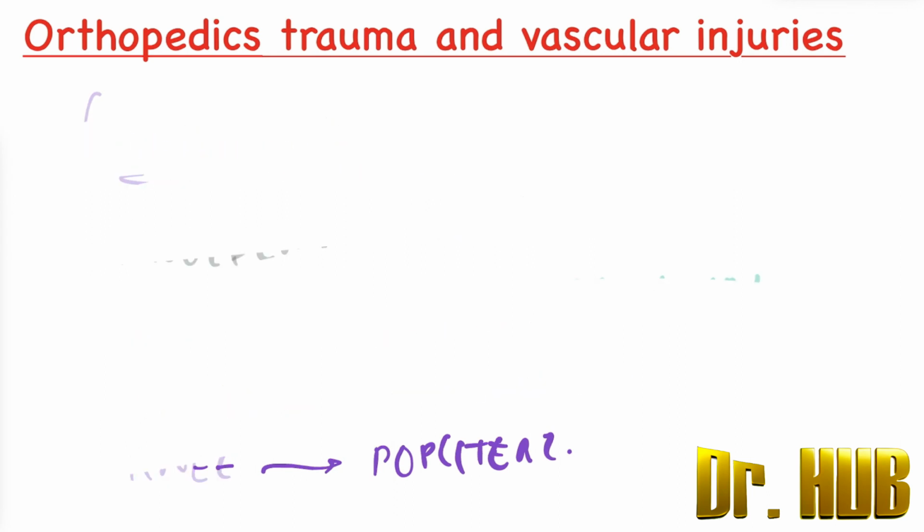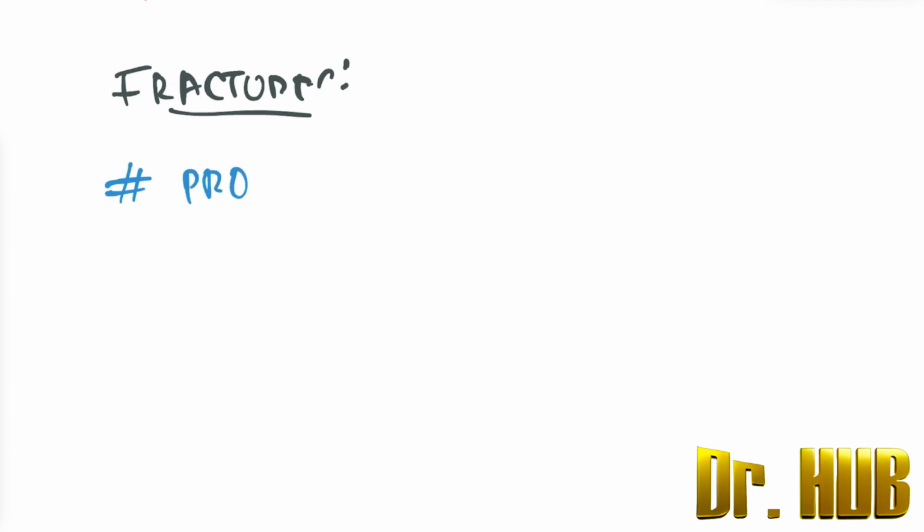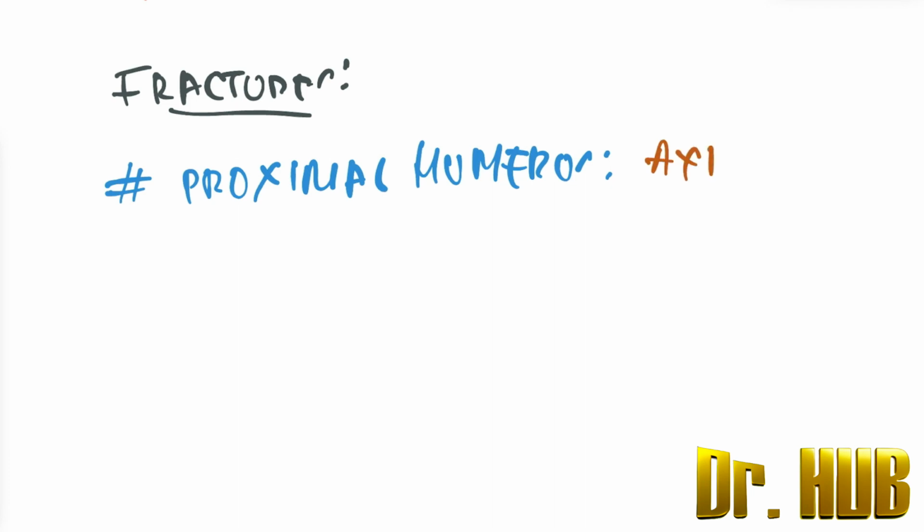Now let's look at the fractures. In terms of the fractures, the fracture of the proximal humerus. What is seen in the proximal humerus? It is the axillary vessel which is involved.